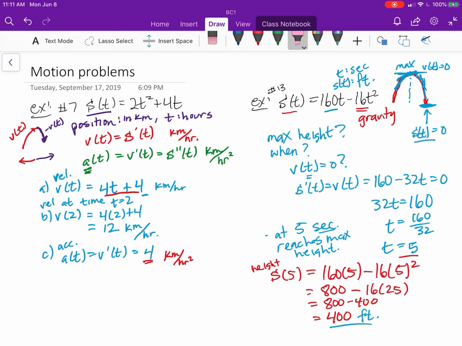Okay, the acceleration is the derivative of velocity, so the second derivative. Well, the derivative of 4t is 4, and the derivative of a positive 4 is 0, so we just get 4 kilometers per hour squared. Okay, it's a constant. So whatever this thing is, it's constantly increasing speed, right? It's accelerating.